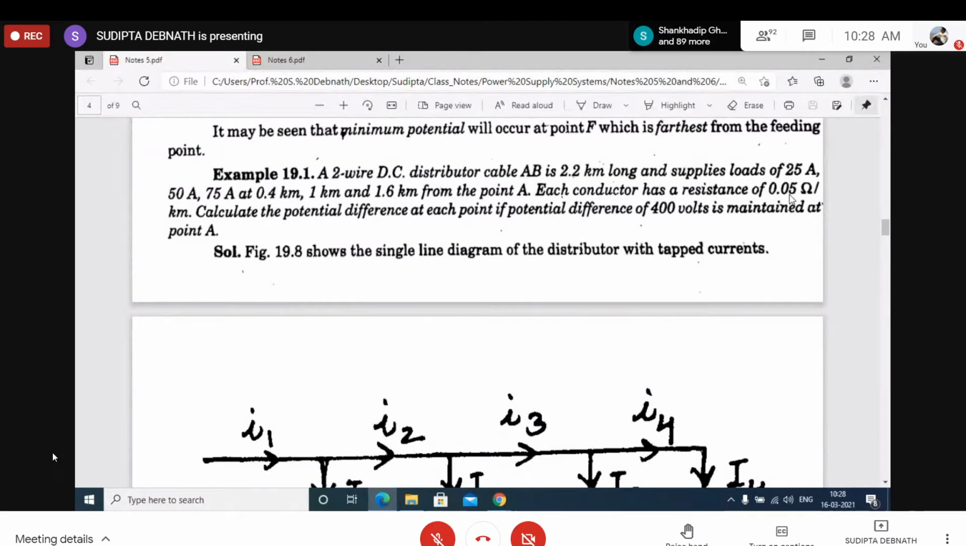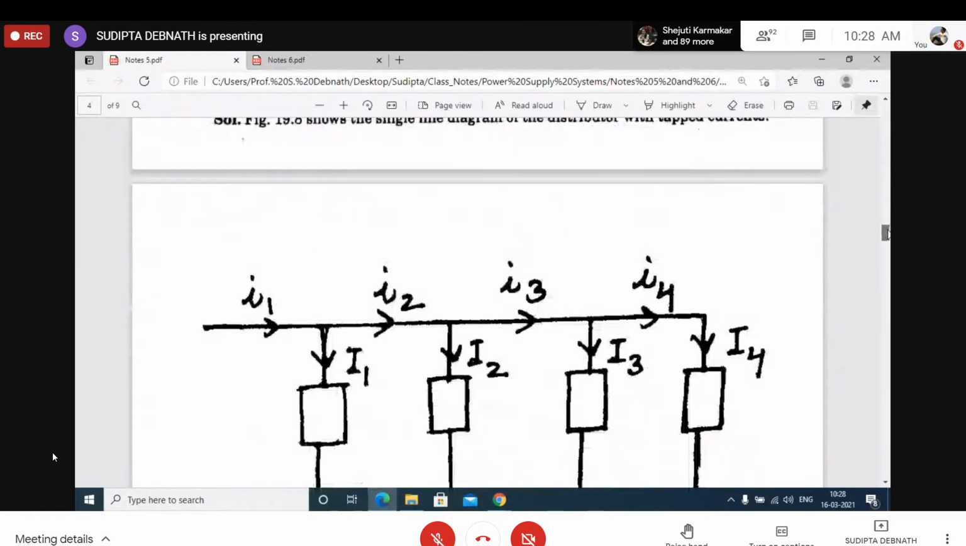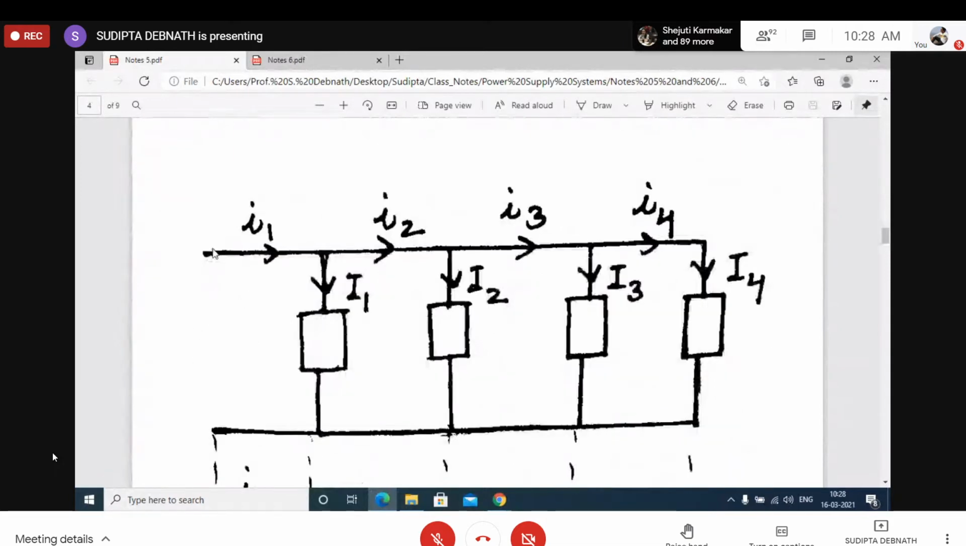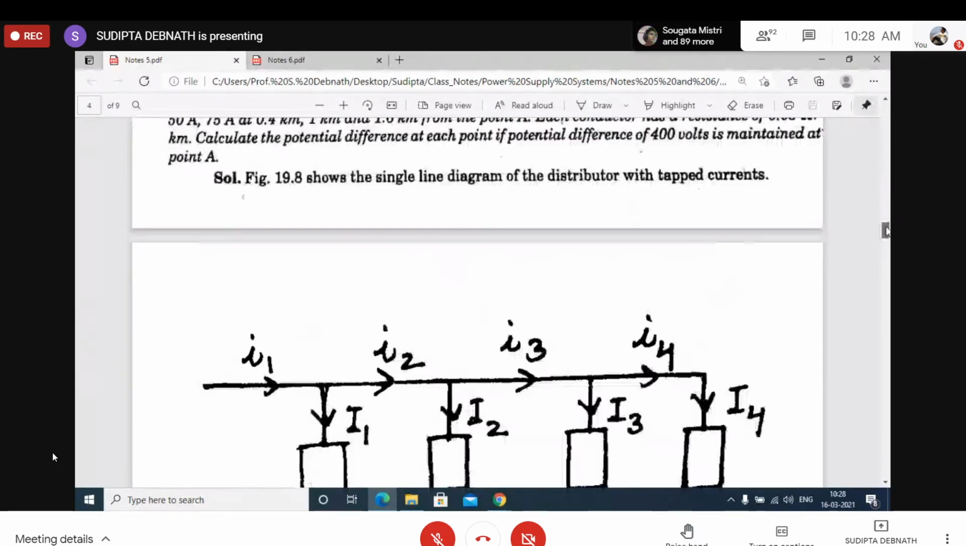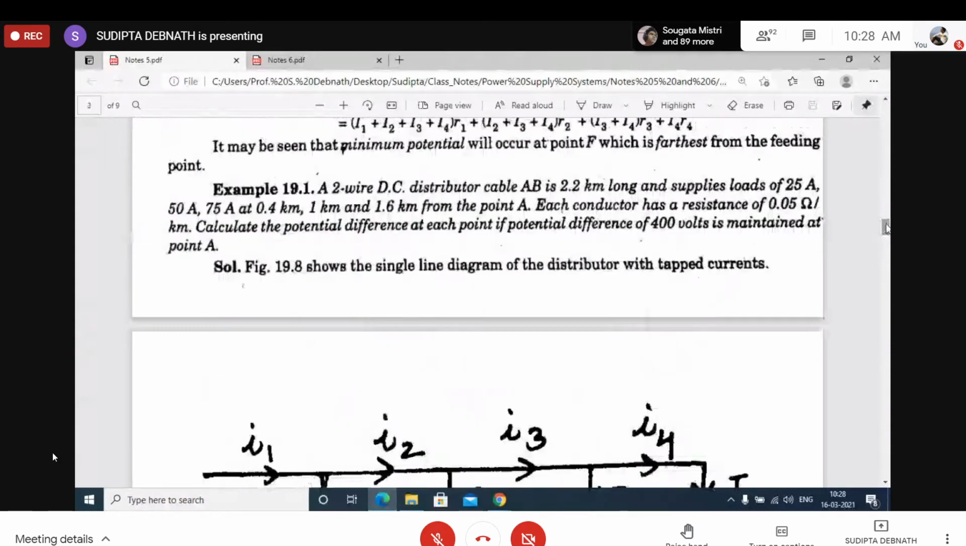So, while finding the voltage drop, you must consider the voltage drop in both the conductors, because if you provide V volts here, these V volts will be the summation of all these drops and also the drops in the return conductor. So you have to multiply the resistance 0.05 by 2, because it is written each conductor. You have to consider the resistance of both the conductors.